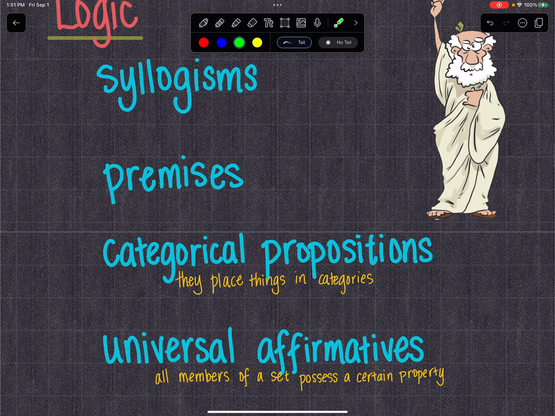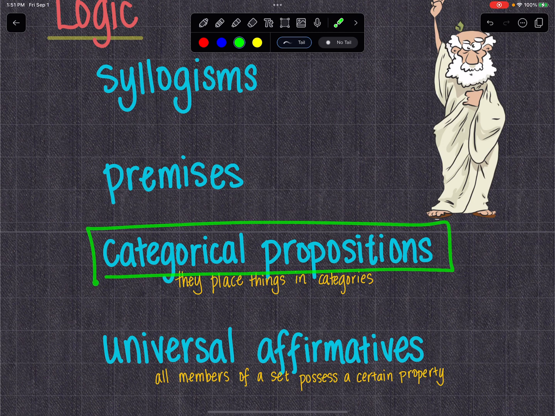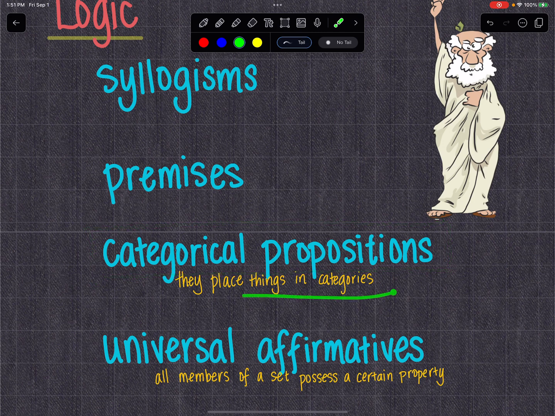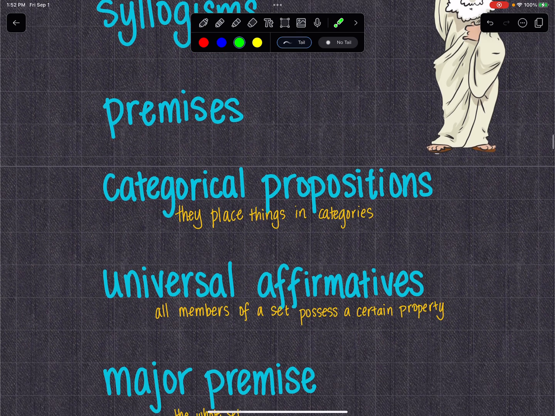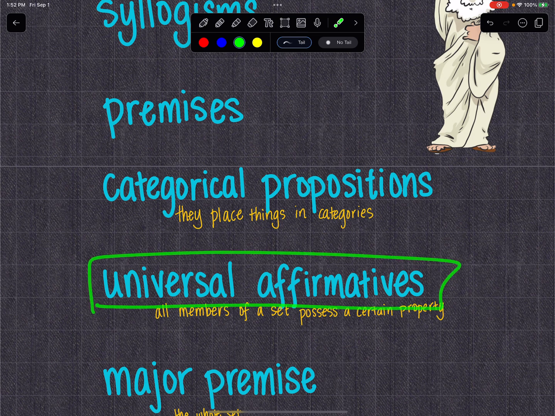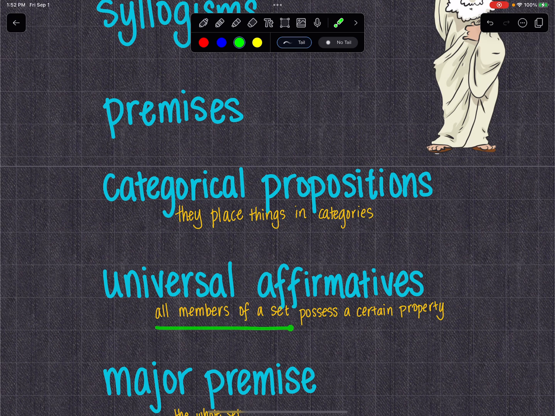There are different types of premises. It can be a categorical proposition, and that puts things in categories. So that makes sense. And then there can also be universal affirmation. That means that once you have a category, all members of that set or of that category have a certain property.